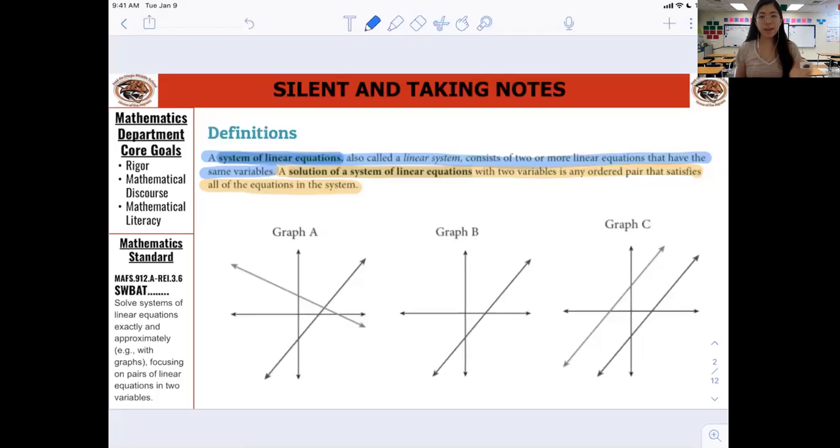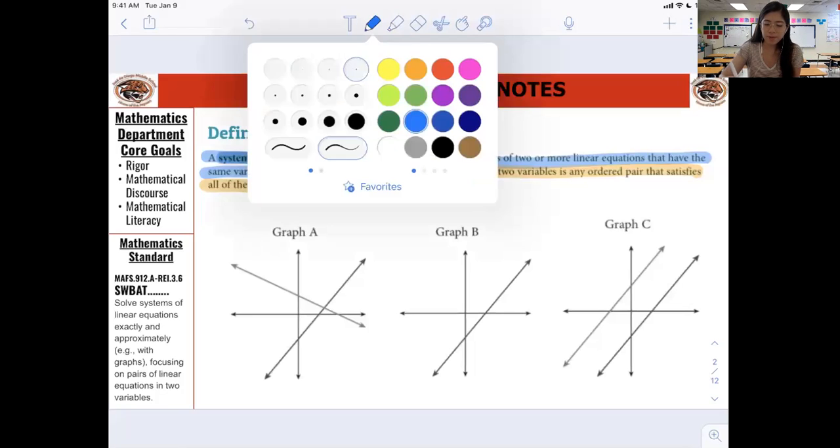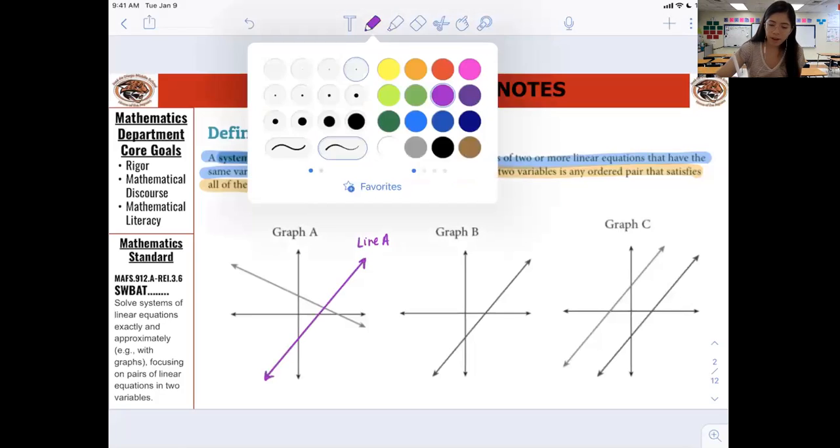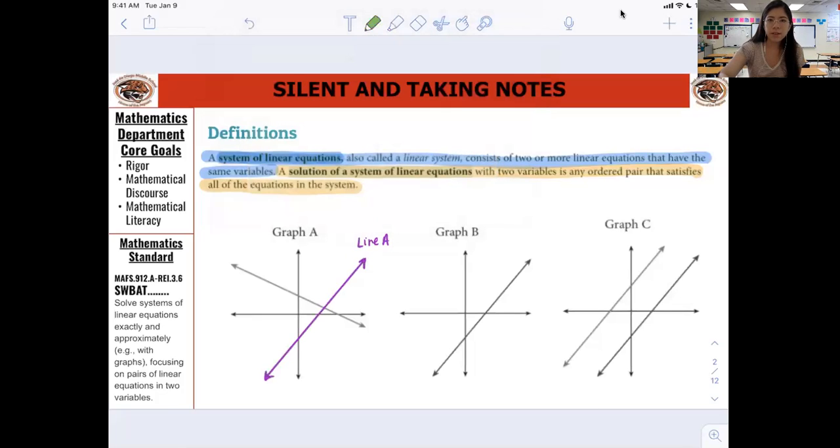So, like I said, a system of equations is when you have two or more lines, two or more linear functions graphed on the same coordinate plane. Graph A is pretty similar to what we saw in the bell ringer. In graph A, we see one line going this way. I'm just going to call that line A. And then we have another line with the opposite type of slope, going this way. That would be line B.